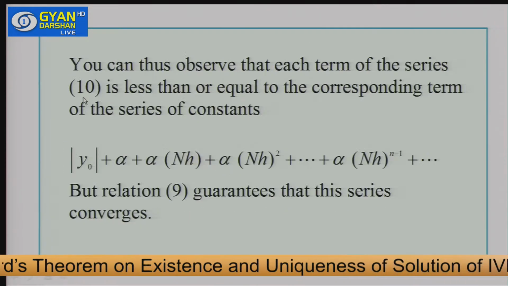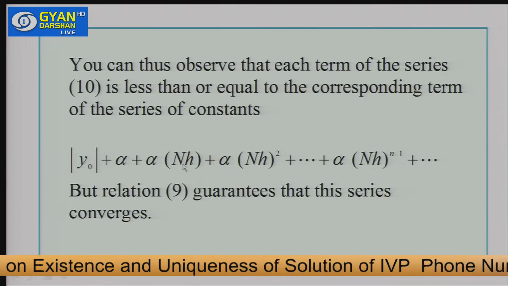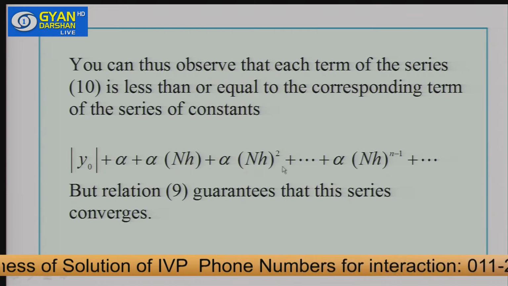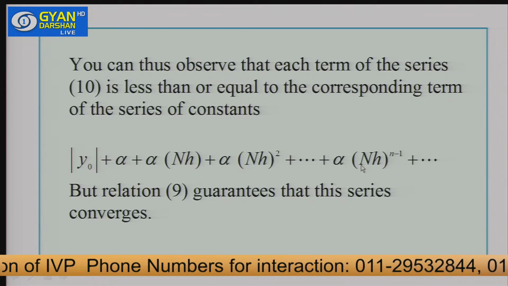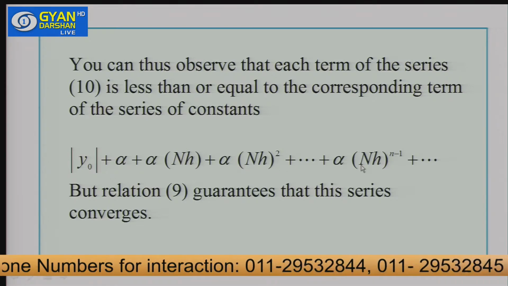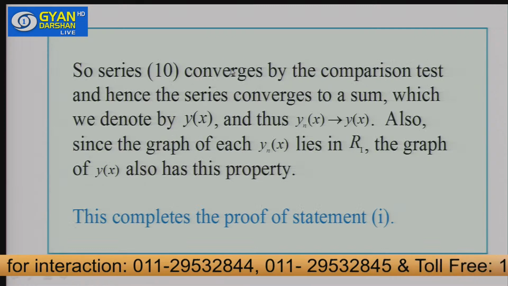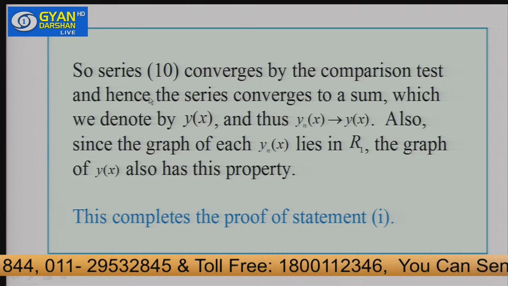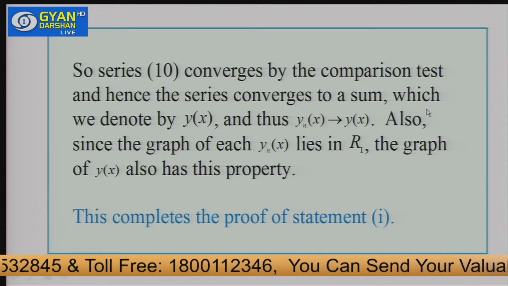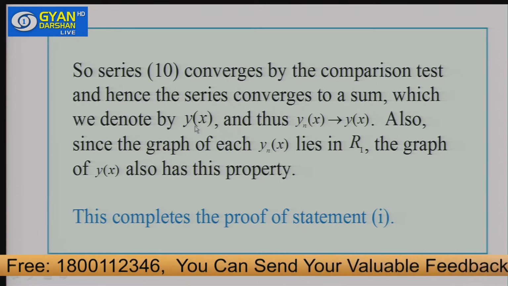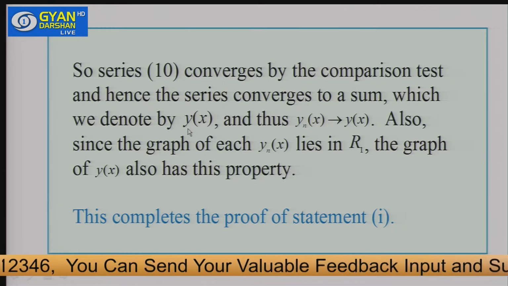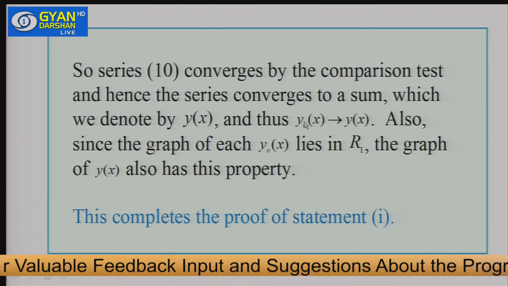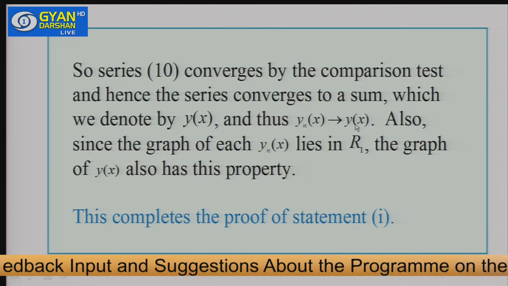So this series, obviously you can see, we have assumed h in such a way that this is less than 1. So obviously this series is going to be convergent. This is tested for convergence by the comparison test, hence this series converges to a sum which is denoted by y. So we are assuming this series converges to a term that is y. Thus yn converges to y.